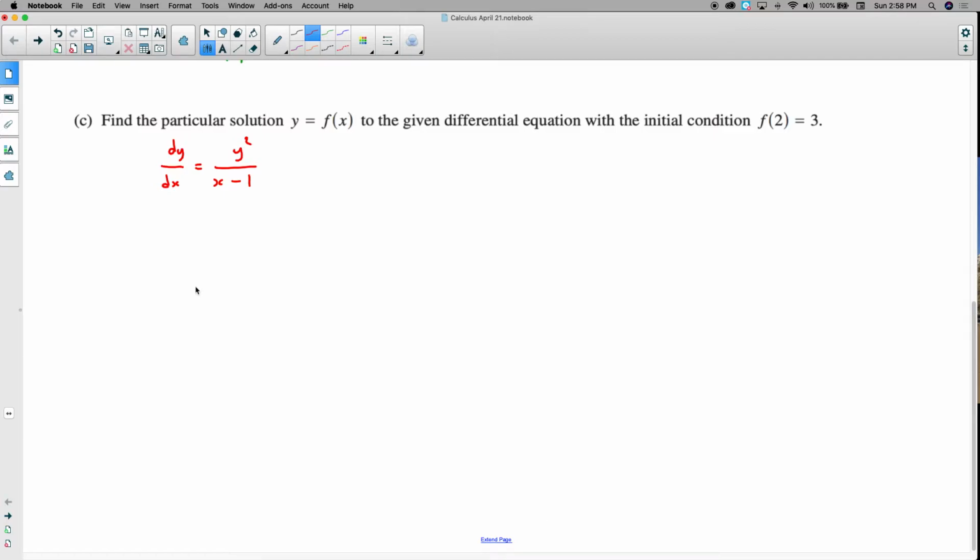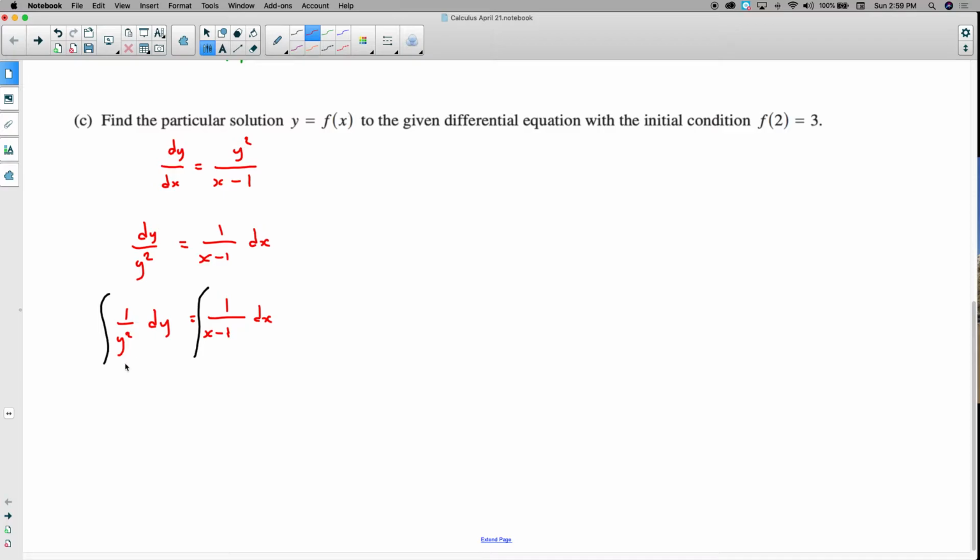So let's see, I want all the y stuff over here on the left. That's going to require dividing by y squared on each side. And I want all the x stuff over on this side, so that's going to require multiplying each side by dx. Okay, so I've got it looking like a run-of-the-mill differential equation after we've done the separation of variables, and now it's time to integrate throughout.